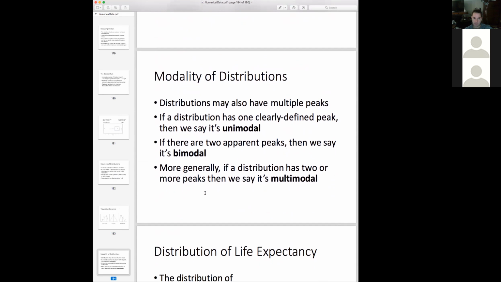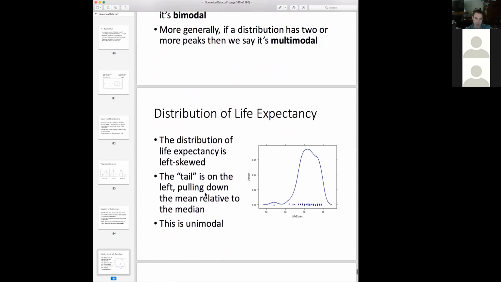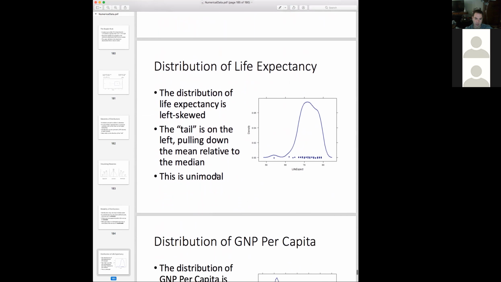We can also talk about different modality of distributions. They can have multiple peaks. If you have one clear defined peak, we say that's unimodal. If there are two apparent peaks, then we say that's bimodal. And if a distribution has two or more peaks, then we say it's multimodal. Looking back at the life expectancy, we can say this is left skewed. Our mode would be somewhere around here, and the tail is on the left, which is pulling down the mean relative to the median. And this is considered a unimodal data set.